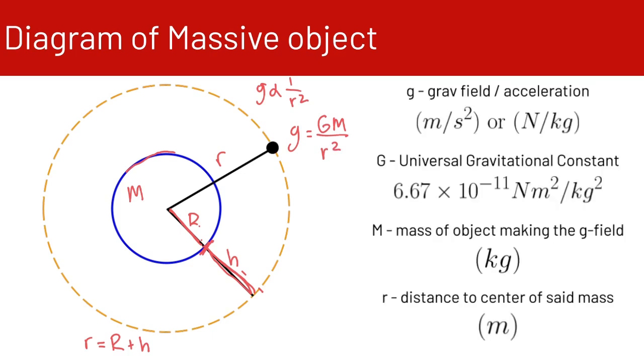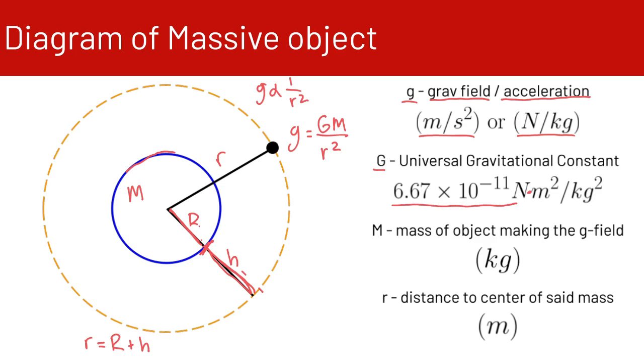Okay, so here's an explanation of some of our variables here. So we have g, the gravitational field. So this is what we've been working with all year, or the gravitational acceleration. So the units for this are meters per second squared, or newtons per kilogram also works. Big G, this is the universal gravitational constant. This is a value that's equal to 6.67 times 10 to the minus 11. This is newtons times meters squared per kilograms squared.